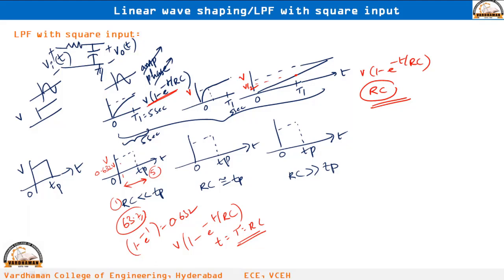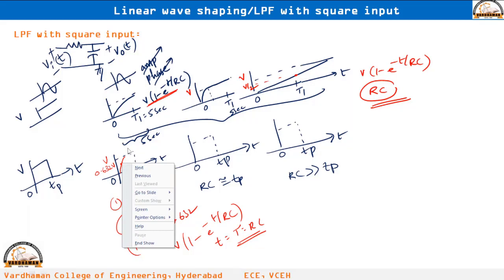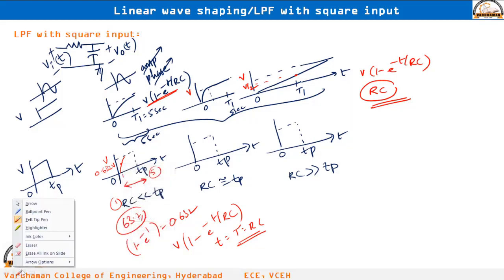Here I have indicated the point, and after that slowly it will reach V volts, like this. That means actually it has reached immediately. In order to explain in a better way, I am erasing this and once again I will draw.